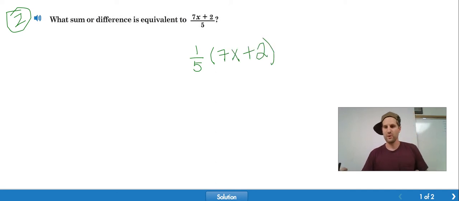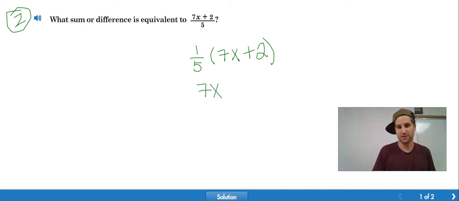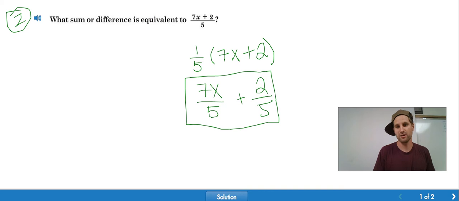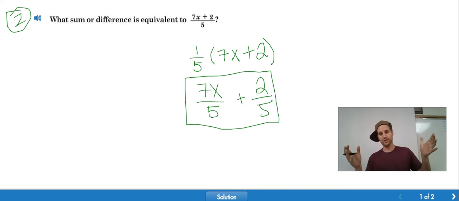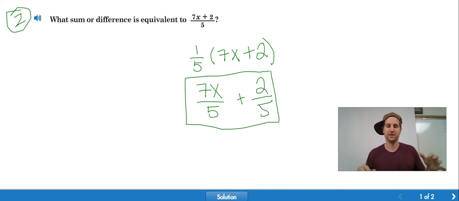So we actually pulled that piece out, which is kind of interesting. Now we can distribute it and separate these two: 7x gets divided by 5, plus 2, which gets divided by 5. Again, this process is a very important algebra trick that helps us simplify something by pulling it out and using the distributive property to break it down. Okay? Let's look at another problem.